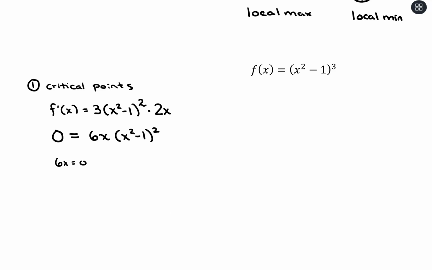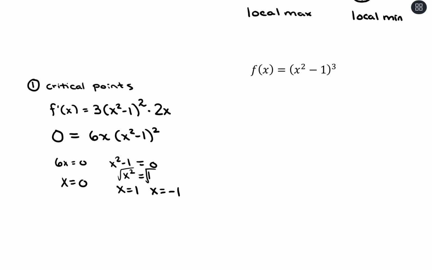And with that, we're going to have 6x equals 0, and let's even separate this up, and x squared minus 1 equals 0. So this will give us x equals 0, and then x squared equals positive 1. Take the square root of both sides, and we're going to end up with a positive 1 or a negative 1. So you end up with 3 critical points here.